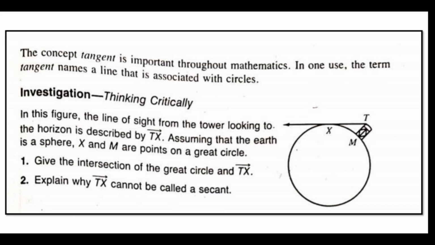So as we can see here in the figure, we have ray Tx and we have here the circle. Number 1, give the intersection of the great circle and ray Tx. And number 2, explain why ray Tx cannot be called a secant. So we're about to explain why ray Tx cannot be called a secant. But before we start the investigation, we must further understand what is the concept of tangent.